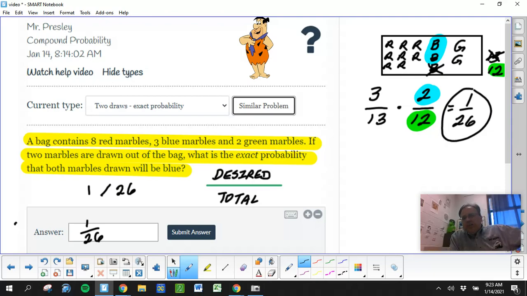Not a very good chance of getting 2 blues. 1 out of 26 times. So why? Well, for one thing, there aren't many blues. And for another, when you first take out the blue, that only leaves 2 more blues to go. So that's why it gets really small here as a chance of doing it twice. It can happen, definitely. Is it probable? No. It's like a low chance of rain or something.